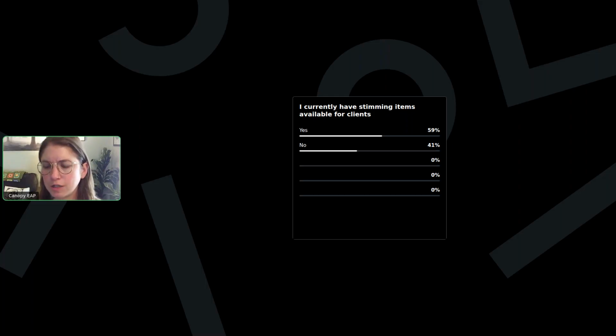I had a great question just come through asking if stimming items are the same as fidgets. Very similar. So yes, if you look up fidget toys, it's going to be a similar combination. Many people are familiar with different fidget toys. I would say it's kind of like a Venn diagram of sorts in terms of stimming and fidget toys.